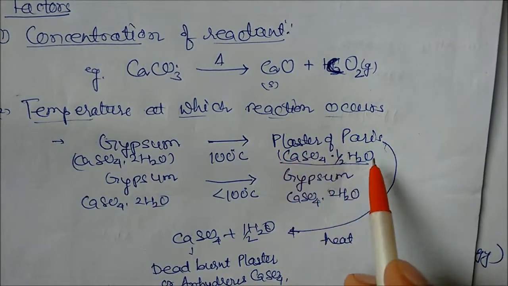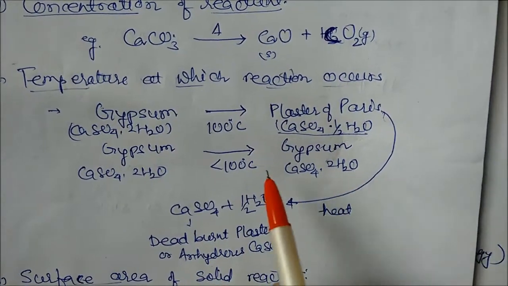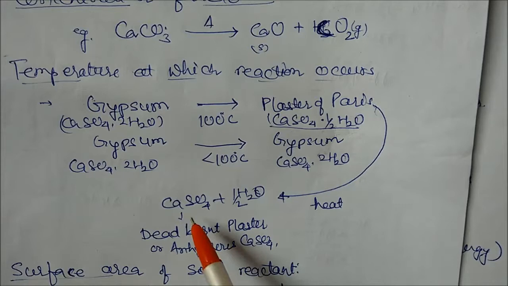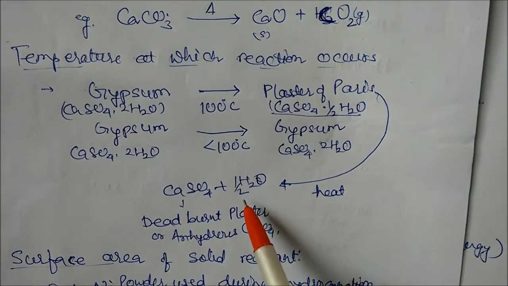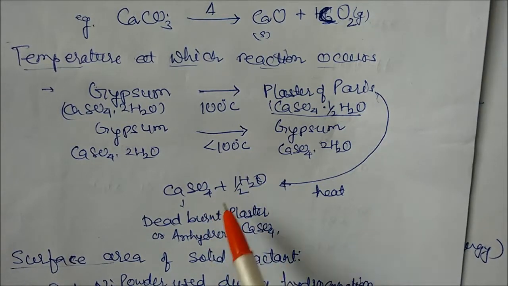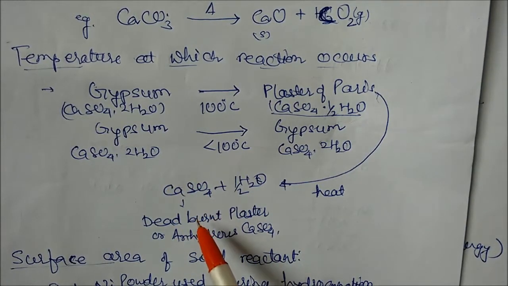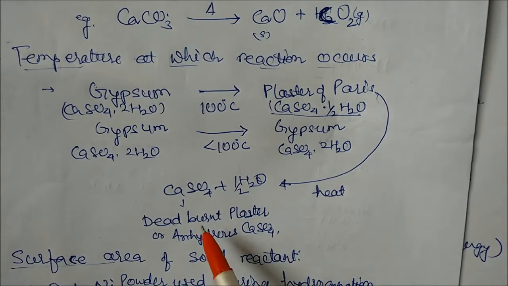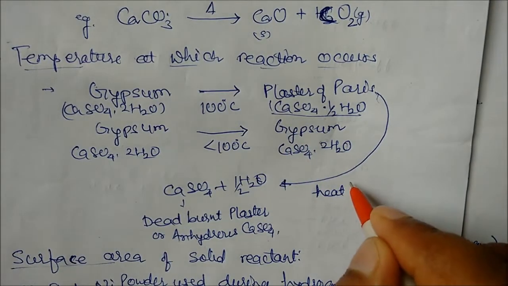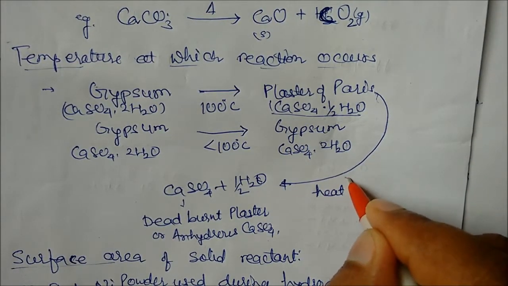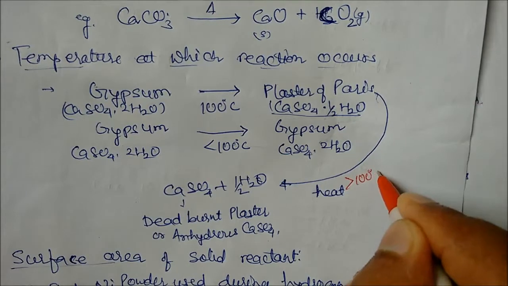But the same plaster of Paris, if you increase the temperature to more than 100 centigrade, will convert into calcium sulfate. It will lose its water of crystallization. This is water present in the calcium sulfate as a crystal. So this calcium sulfate does not have a setting property. It is called anhydrous calcium sulfate or dead burnt plaster. So this happens at more temperature, more than 100 degrees centigrade.